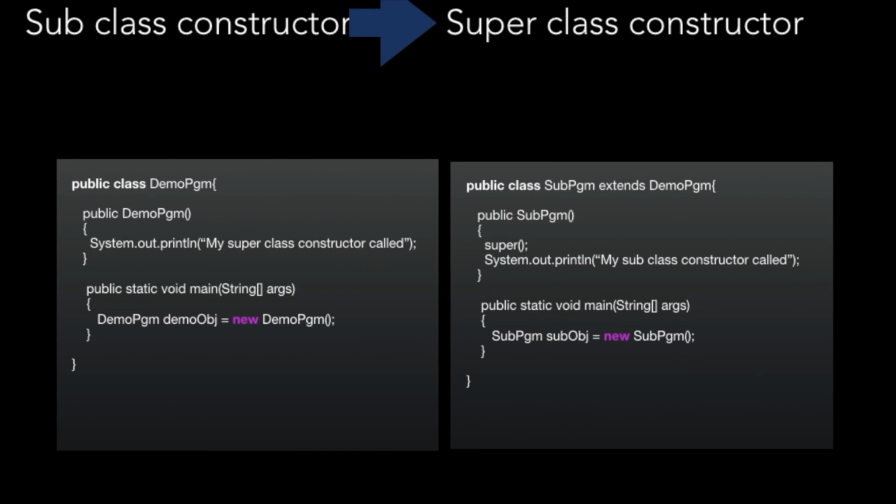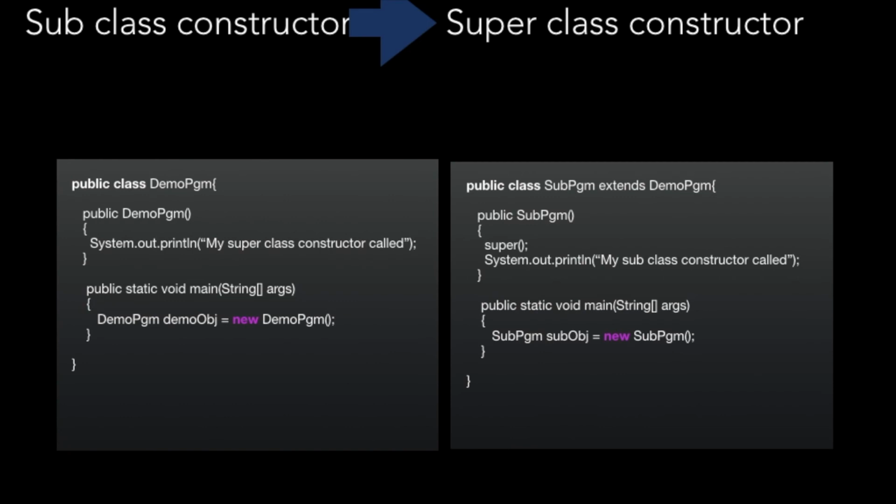The super keyword is used to call the constructor of a superclass. So in inheritance, when you have a subclass which is extending a superclass, and you have constructors in both the classes, then when you are creating an object of your subclass, first this object will instantiate the variables of your superclass.